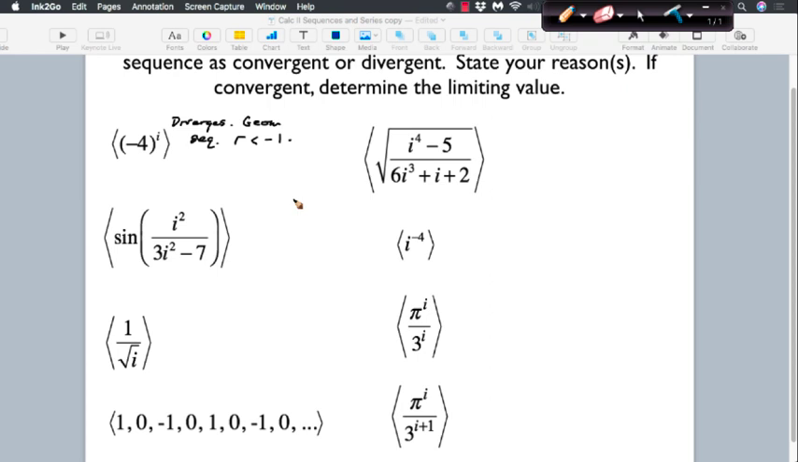What's this going to do? -4, +16, -64, plus whatever. It's going to alternate between negative and positive and just keep getting bigger in multiples of 4. So clearly this is not honing in on a particular value, right? So it's a geometric sequence with R less than -1. Okay, how about this next one?